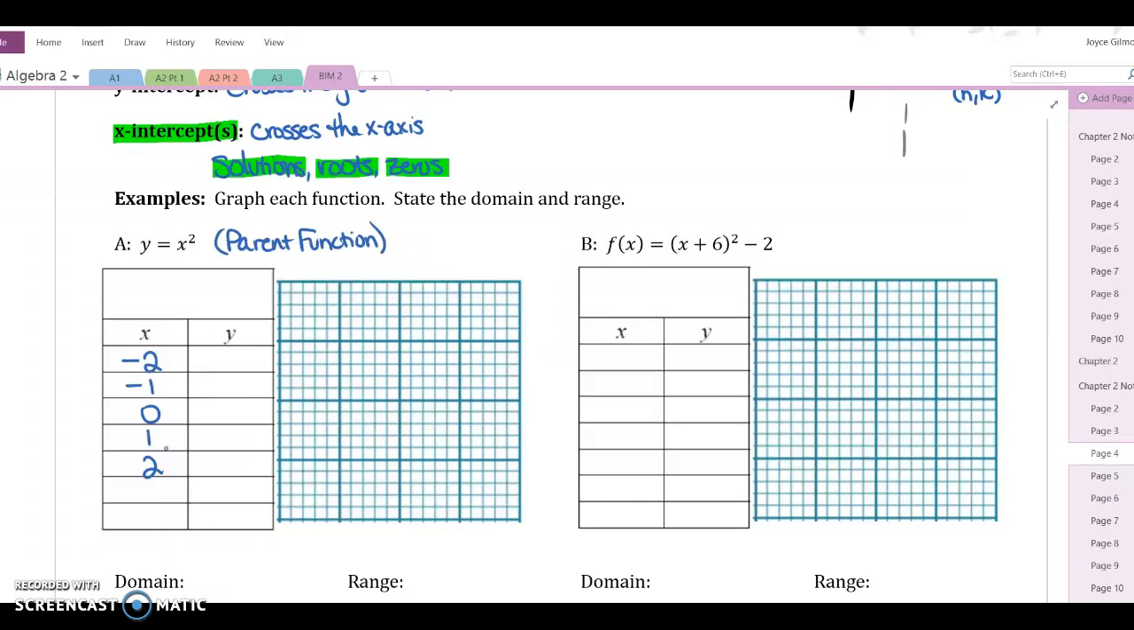When you square something, you're multiplying the number times itself. So what is -2 squared? -2 times -2 is 4. -1 squared? 1. 0 squared? 0 times 0 is 0. 1 squared? 1. And 2 squared is 4. Plot those 5 points and let's look at what it looks like on the graph.